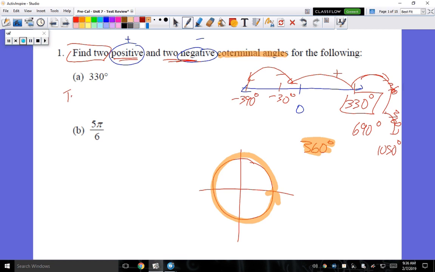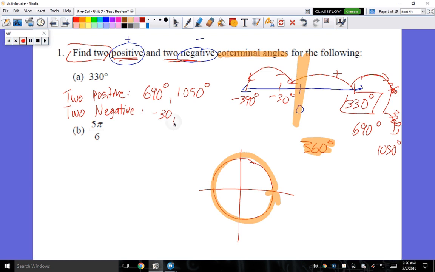So we'll say the two positive answers would be 690 degrees and 1050, and then the two negative are going to be the ones that were to the left of 0, so this one's going to be negative 30 and negative 390. Remember, these are the degrees that will coterminate at the same point.